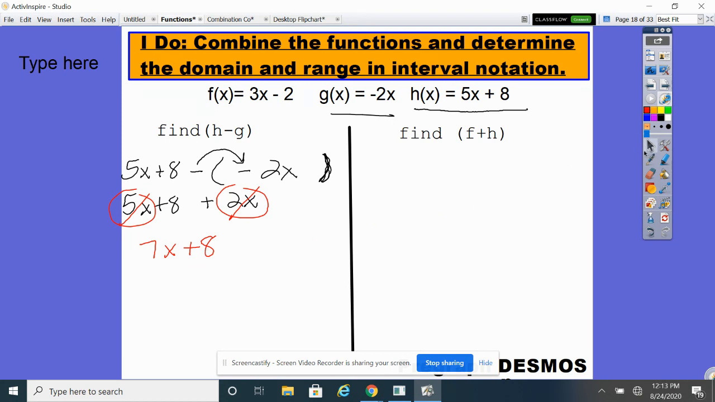Combine the functions, determine the domain and range. I did specify interval notation. So we're going to write the domain. Interval notation means, let's use brackets and parentheses. I guess I have to look at the graph before I know if it's a bracket or a parenthesis. But then the range here.